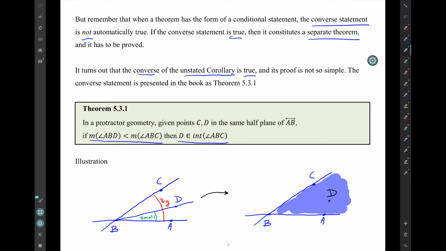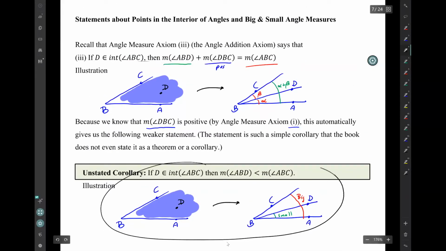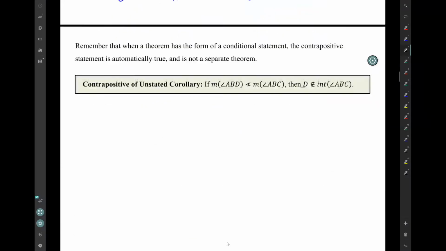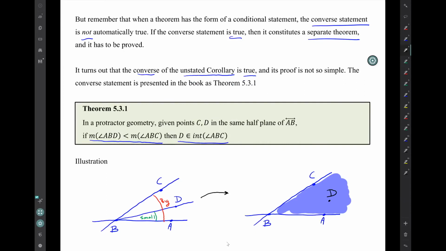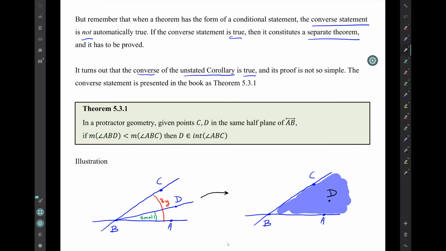So there are my drawings. Now you can see that these are the exact same drawings that I drew earlier. The original unstated corollary had if this picture about the interior, then this picture about big and small angles. The theorem that we're proving now says if this picture about big and small angles, then this picture about a point being in the interior of an angle. So remember, I mentioned that the topic that we'll start out with is statements about big and small angles and points being in the interior of angles.